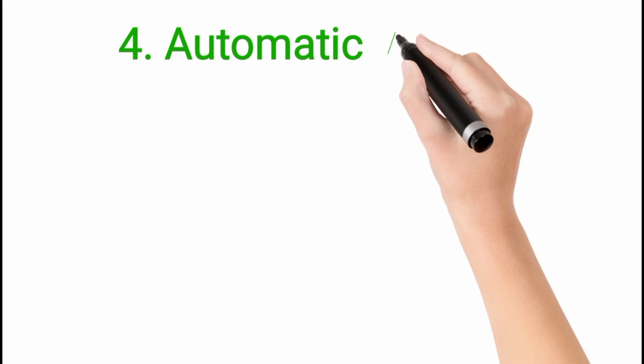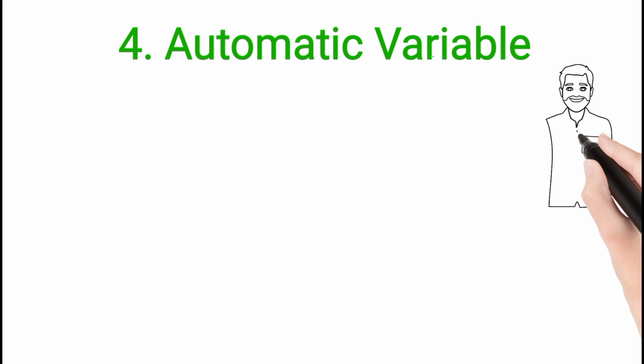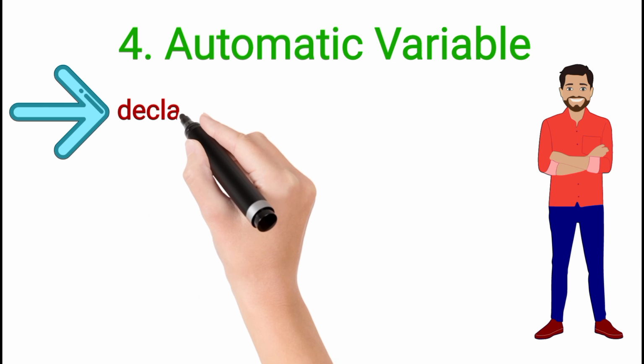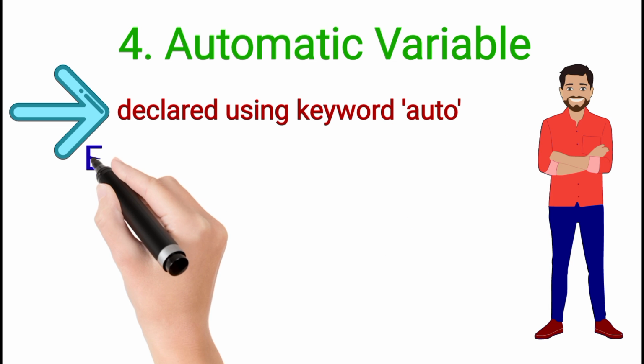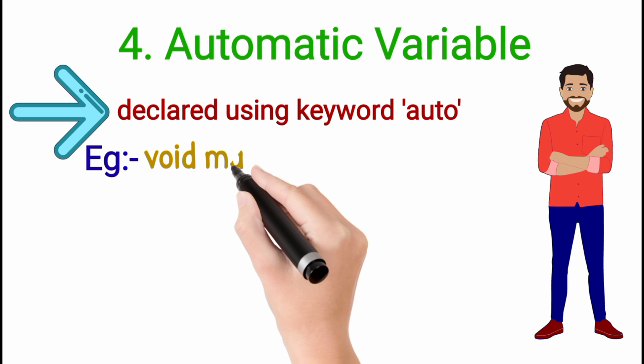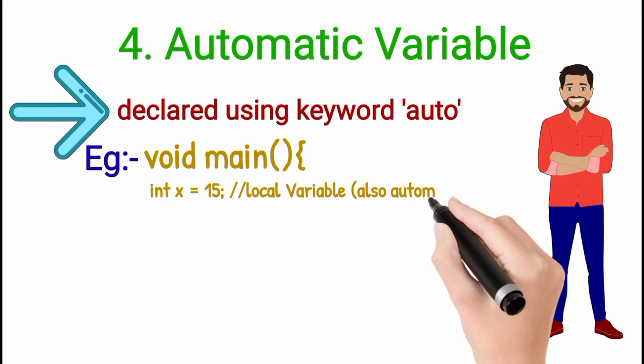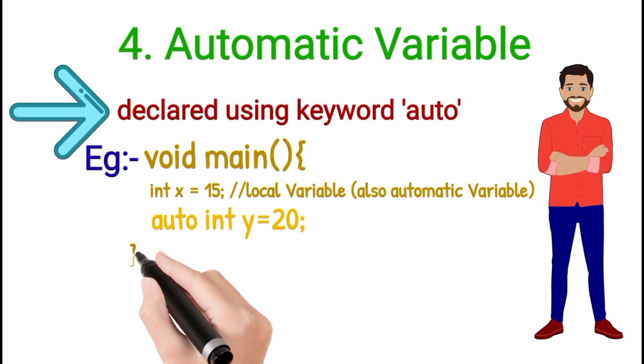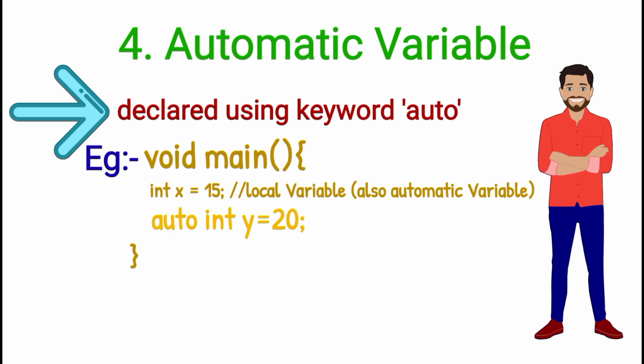Number 4. Automatic variable. All the variables declared inside a block are by default automatic variables, but you can also declare it by using the keyword auto. Let's consider its example. Here you can see the variable x is a local variable but also an automatic variable, and the variable y is clearly an automatic variable since the auto keyword is used.